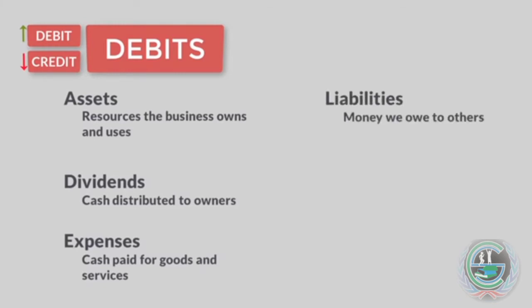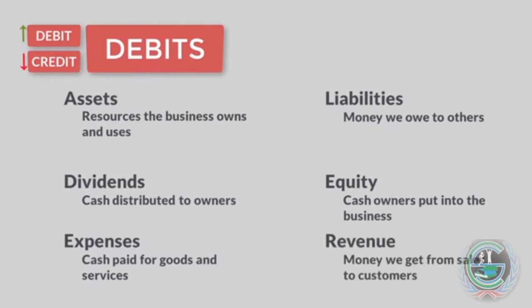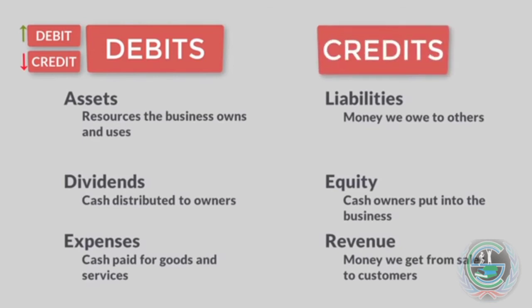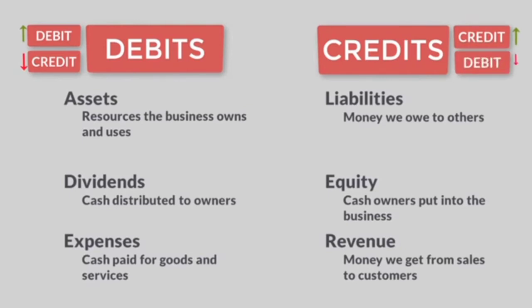The second group includes liabilities, which is money we still owe to others, like to the bank, to suppliers, or to the IRS. Owner's equity, that's the money the owners of the company put into the business. And revenue, that's the money we receive for sales to our customers. All accounts in this group are credits, which means that their balance will usually be a credit. Therefore, the total of these accounts will increase when they get another credit and will decrease when they get another debit. So account number 2 in our previous example would be in this group.